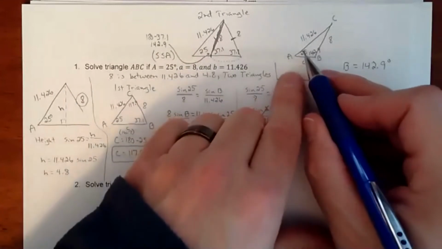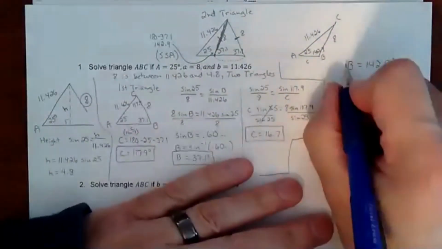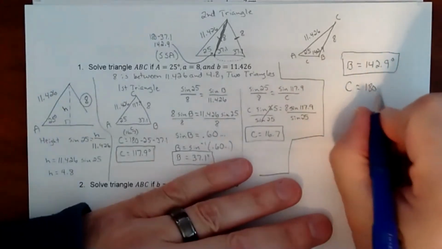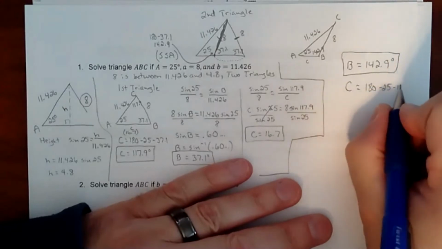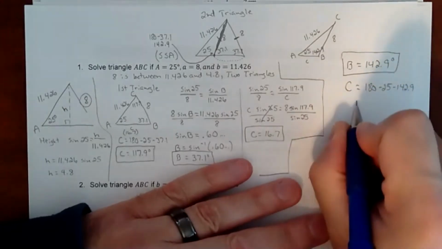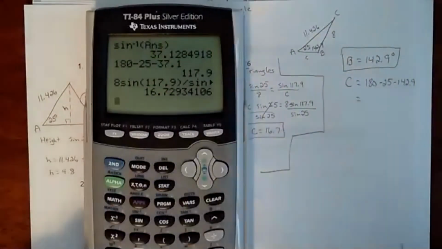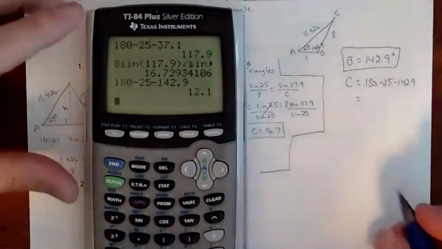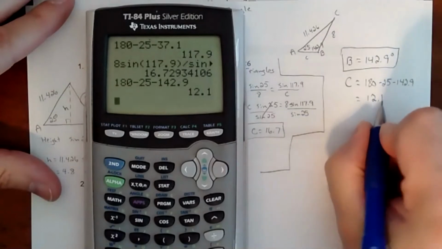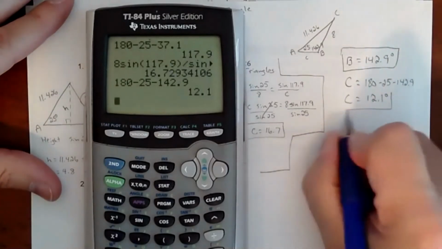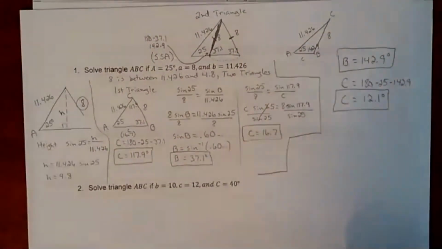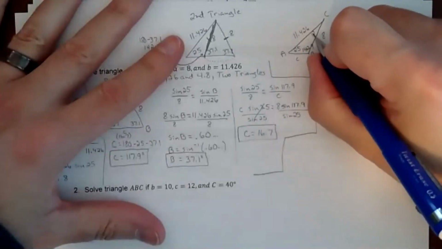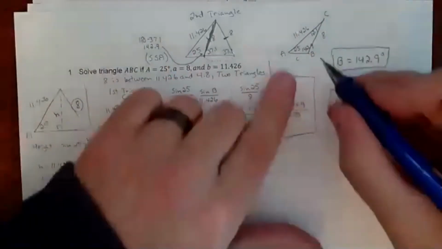Now, the good news is now we know 2 out of the 3. So angle C is going to be 180 minus 25 minus 142.9, which is 12.1. So there's angle C. Okay, and then I did say we had to do one last law of sines. It's because we know that this angle is 12.1, and that's the piece we're missing.